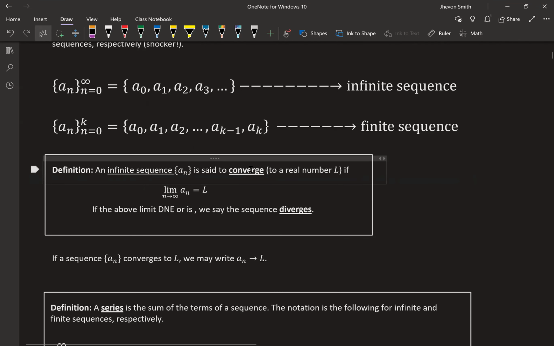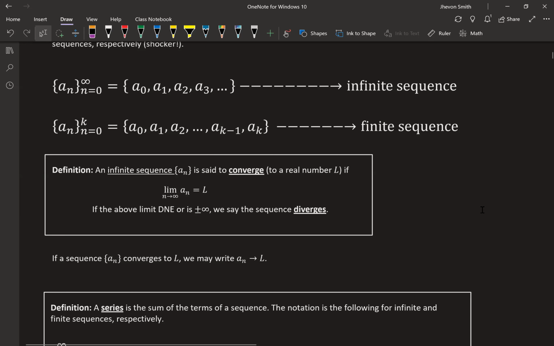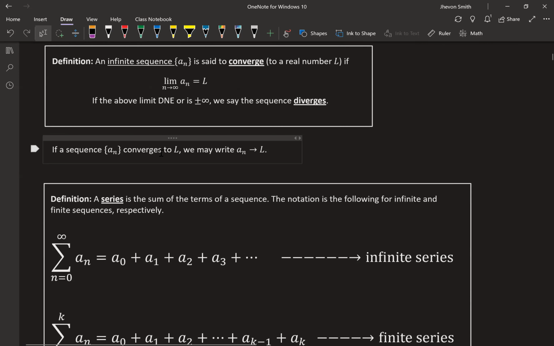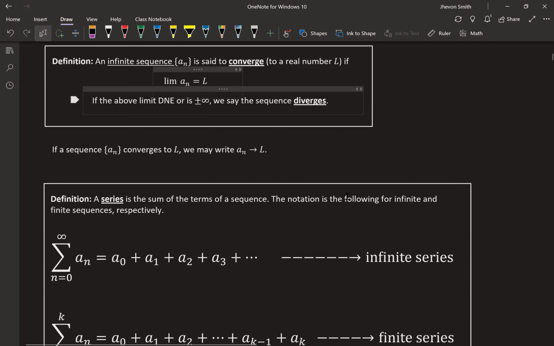We say an infinite sequence converges if you can find the limit and it gives you some real number L. If L does not exist or it's plus or minus infinity, then we say the sequence diverges. Make a note of that typo. If a sequence converges, we can write AN approaches L, and that would be shorthand for the limit of AN is L. You always take the limit as n approaches infinity.